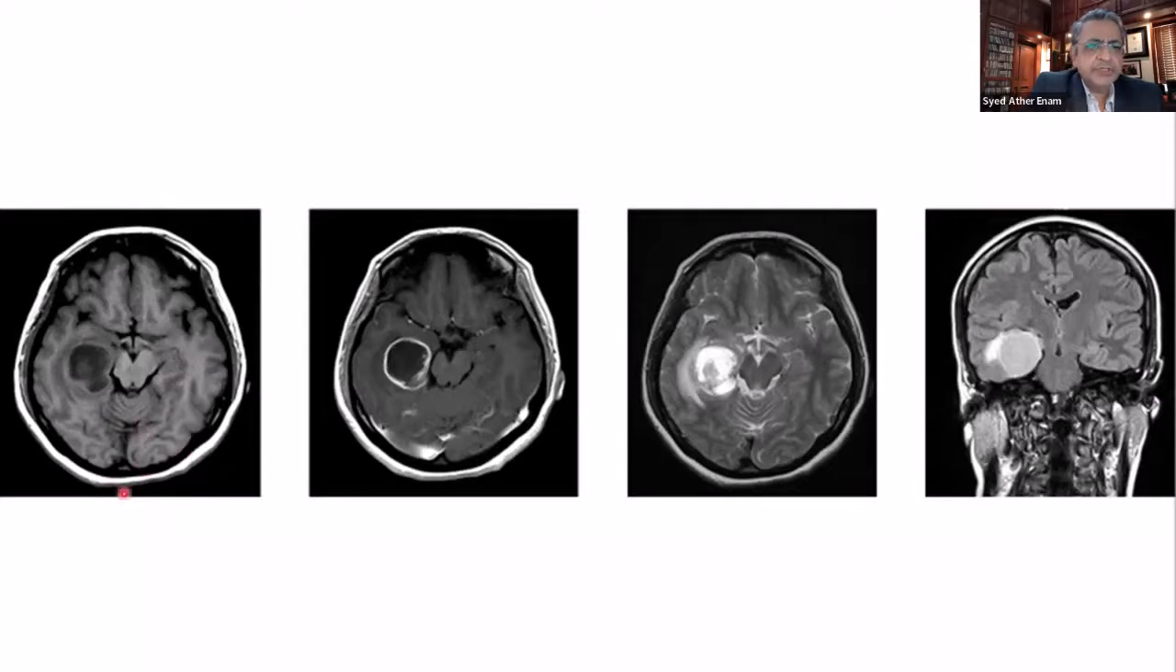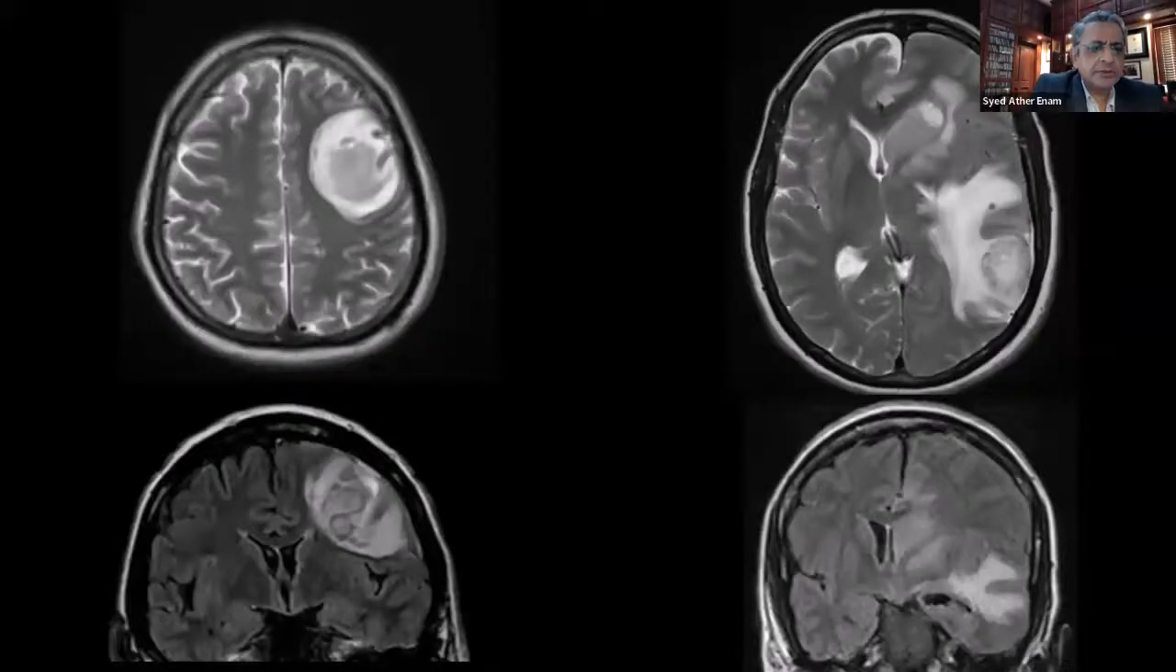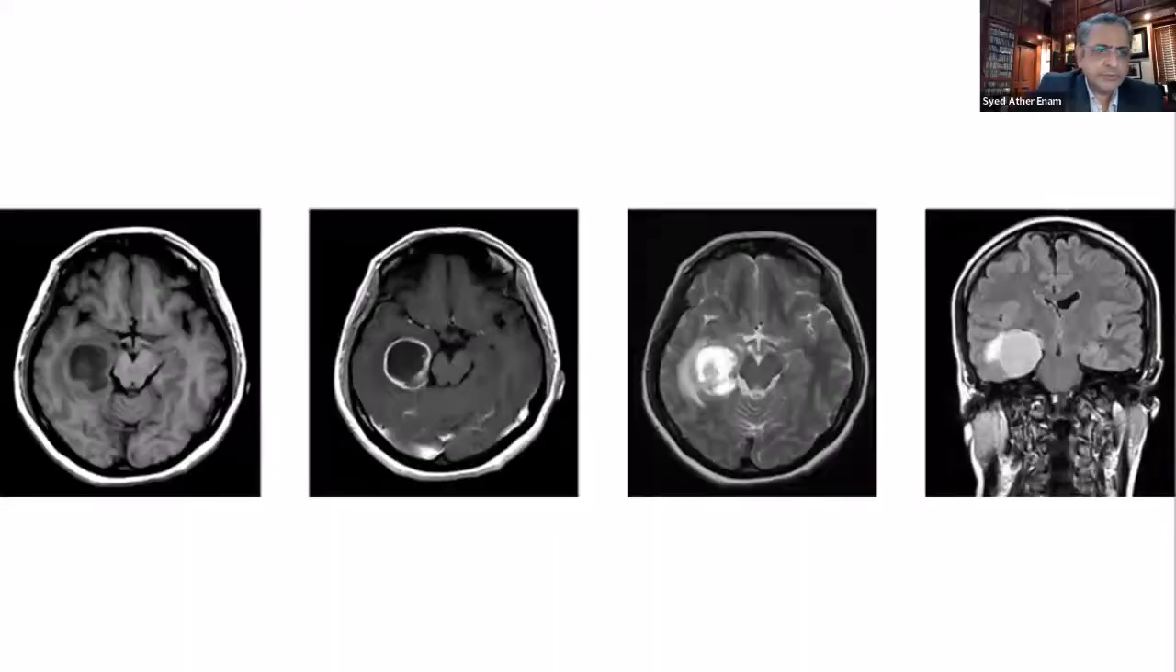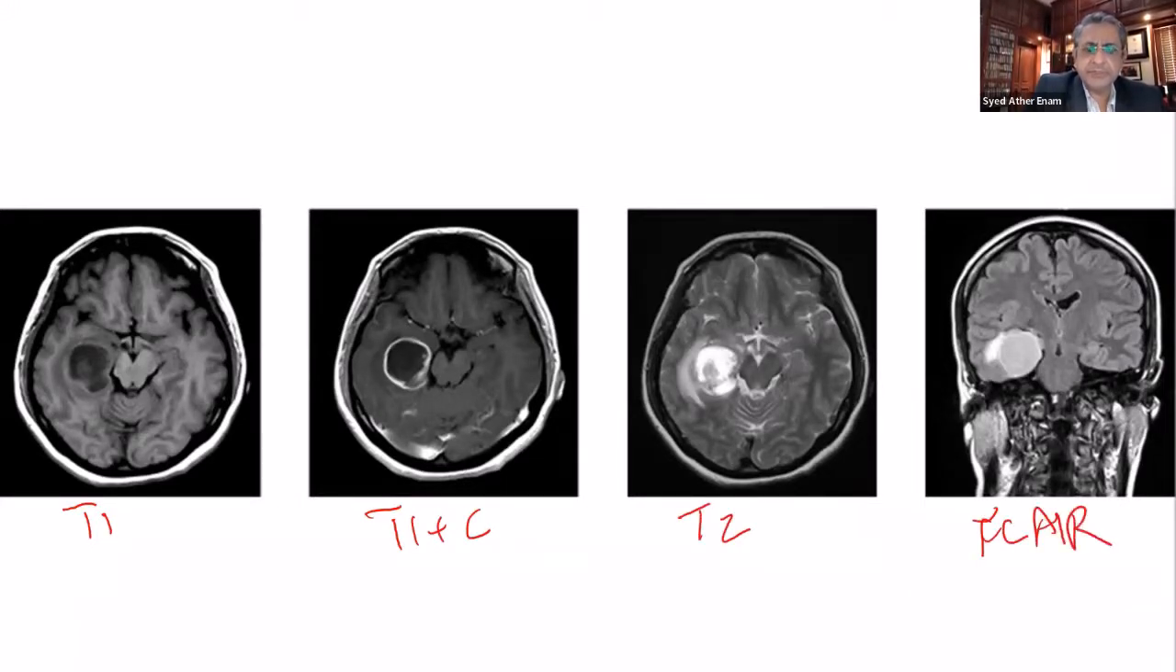So the first thing that you want to look at is the T1 weighted image. So this is the T1 weighted image here, right? And then this is the T1 with contrast, and then the T2, and then the FLAIR, right? These are the basic images that we need.